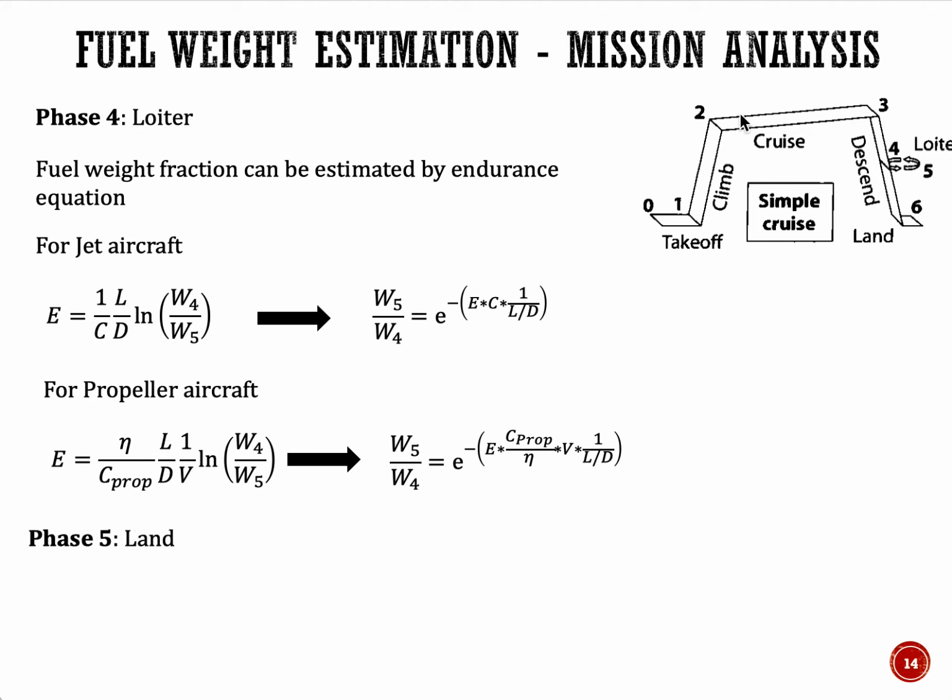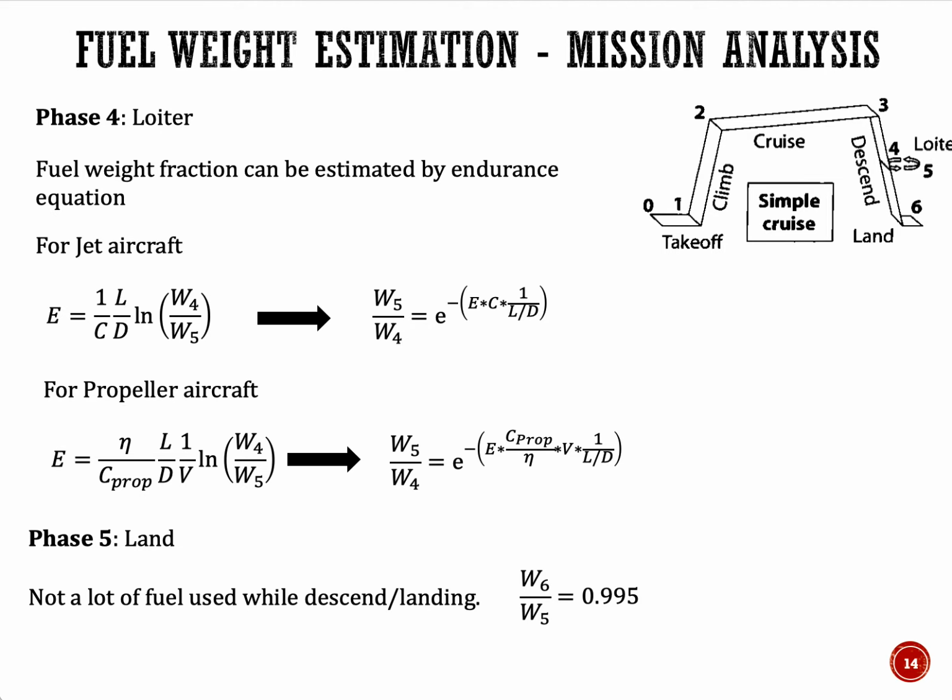Okay. The last phase is basically landing. Not a lot of fuel is actually used while landing or descending, because you're literally gliding the aircraft down. So a good estimate is to just use 0.5%, or W6 to W5 is 0.995. Okay, so that's pretty much a simple cruise mission analysis.